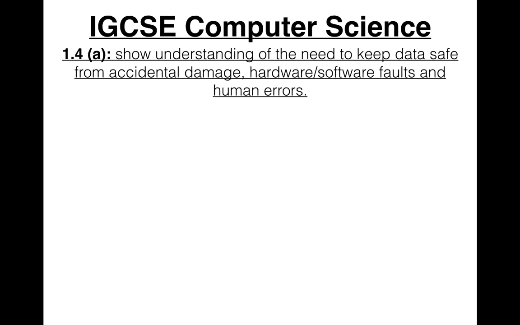IGCSE Computer Science Syllabus Statement 1.4a: show understanding the need to keep data safe from accidental damage, hardware and software faults, and human errors. It's important that before watching any of the topic 1.4 or topic 1.5 videos, you need to watch security aspects from topic 2.